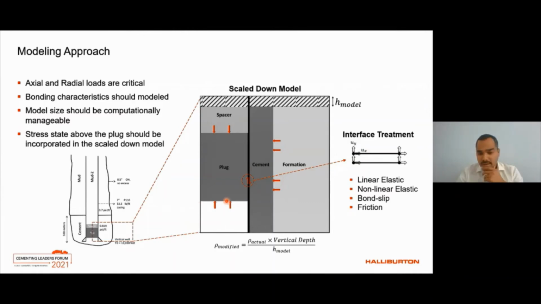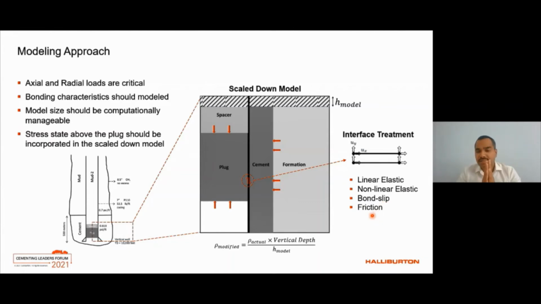Now, coming back to the bonding characteristics, there are different ways for us to treat the interfaces, either as elastic interfaces, or as nonlinear elastic interfaces, or using some kind of slip or friction driven by some form of a shear bond.